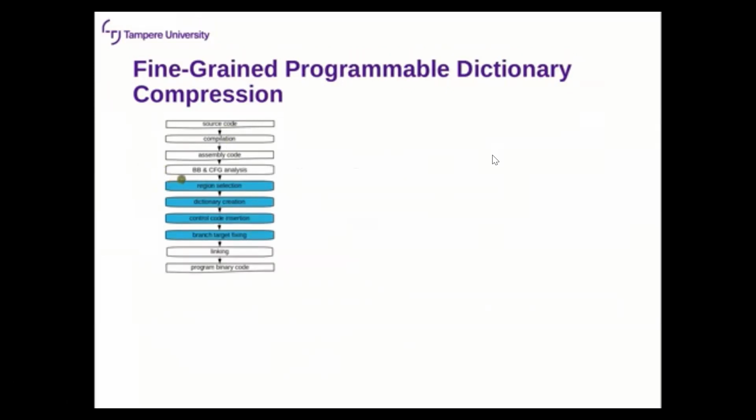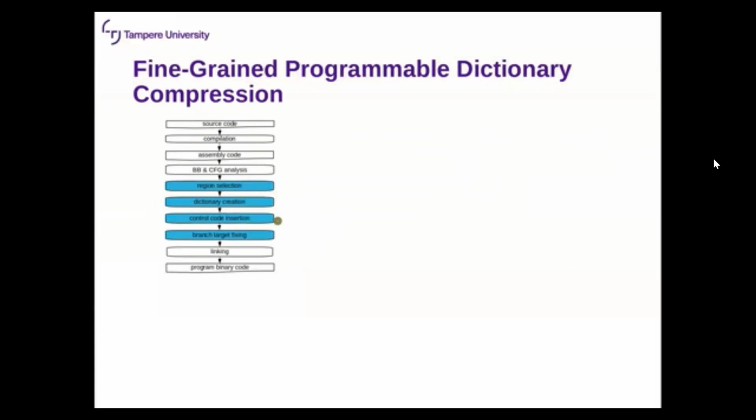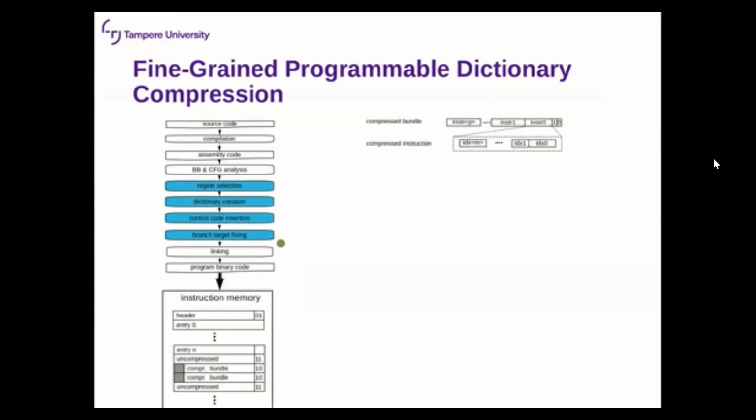We then select our regions to compress, followed by creating dictionaries for each of the compression regions. We then insert control code, which in our case are special header instructions telling how much to fill to each dictionary. Finally, since we are dealing with code compression, we have to fix branch target addresses, after which we can finish the image.